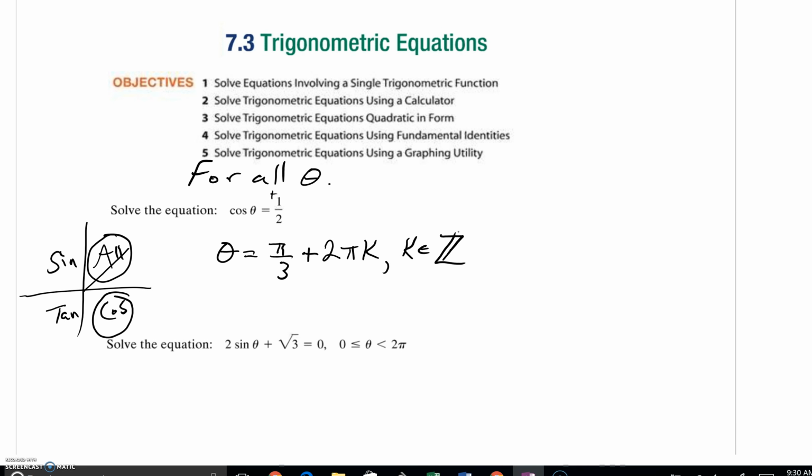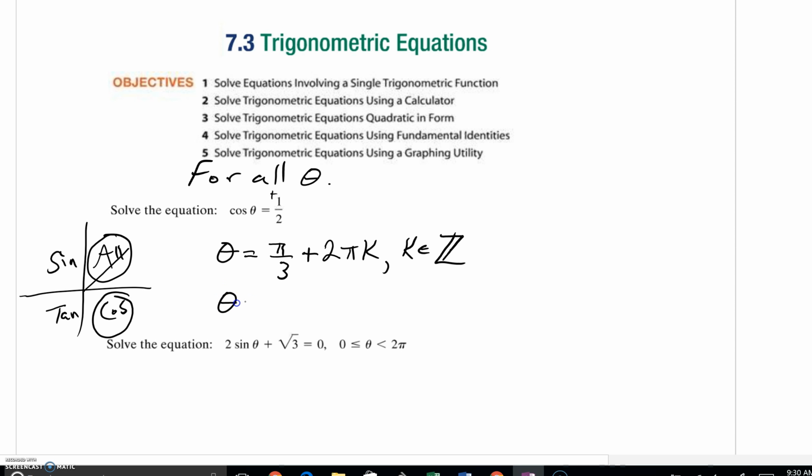K could be 1. You could say make 1 revolution around the circle and then add pi over 3 to it. K could be 2. Make 2 revolutions around the circle. You could also subtract 2 pi as many times as you'd like. That would be going in an opposite direction. That's not our only answer, though.